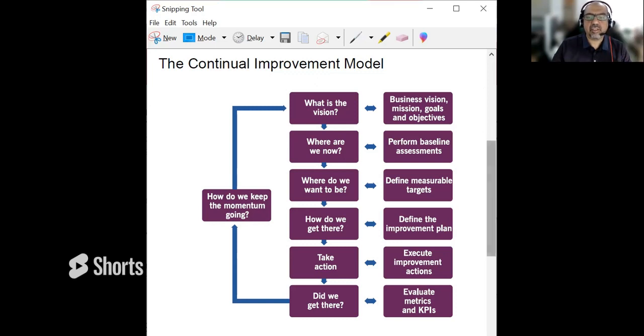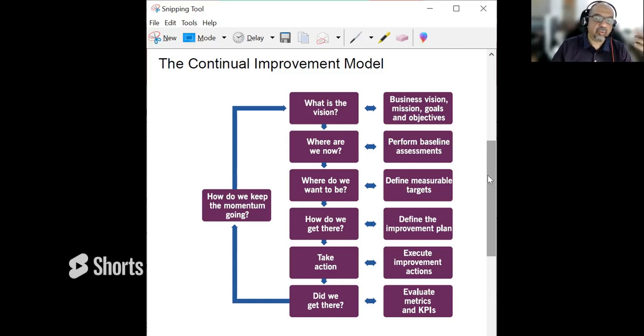So we are getting this vision from the business vision, mission, goals, and objectives. We ask the second question, where are we now? So we need to perform a baseline assessment, our starting point. Then where do we want to be? What is the goal? What is the target? Of course, SMART goals, measurable targets. How long will this take us to achieve the goal or different goals? How much will this cost us? What are the resources and what are the risks, and so forth.